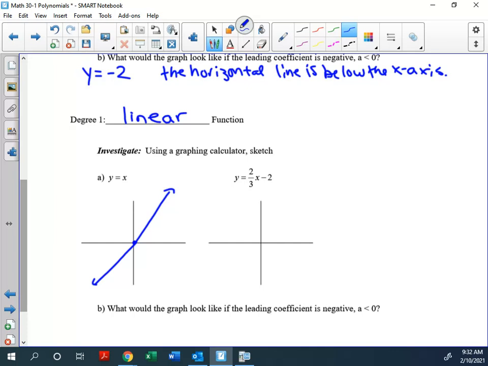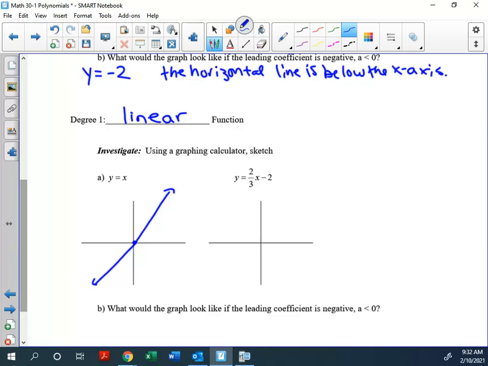Do I need arrows on the end, by the way? Please? You're not writing the diploma, guys, but they would be marked wrong if you did not have arrows. All right, y is equal to 2/3 x minus 2. When I look at that again, yes, go for it. Type it in your graphing calculator.